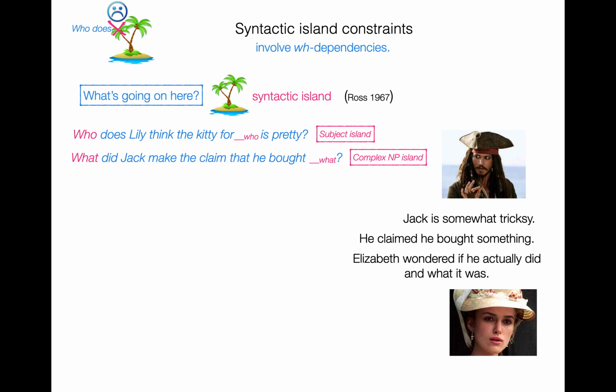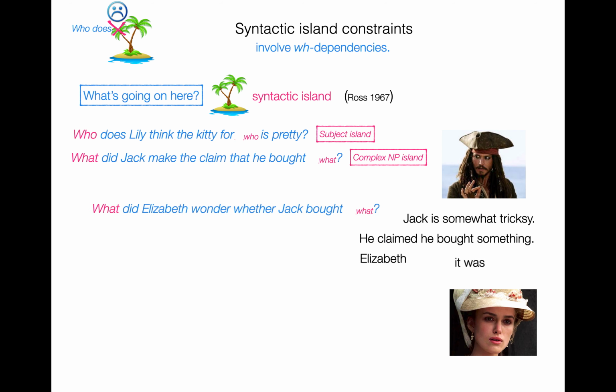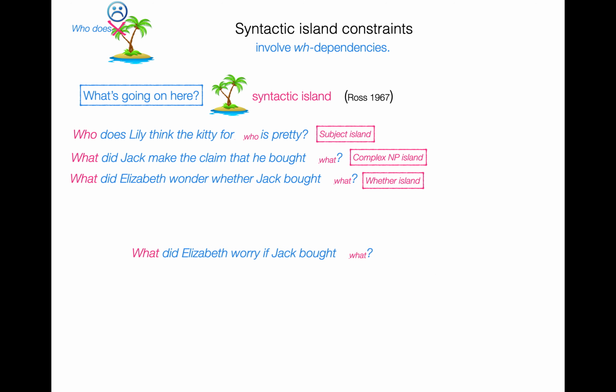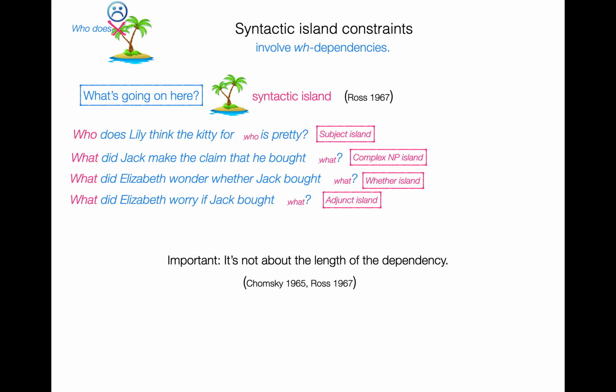Okay, so then we might want to ask something like this. What did Elizabeth wonder whether Jack bought? But we can't, because that's a whether island, right? Now, we have tricksy Jack, and he claimed he bought something. Elizabeth worried that it was something dangerous, because he's a pirate, and who knows what he's going to buy, right? So you might want to ask, what did Elizabeth worry if Jack bought, right? But you can't do that, because that's an adjunct island. And so those are just 4 examples of syntactic islands.